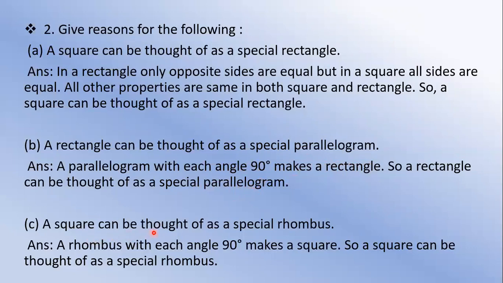Next question, a square can be thought of as a special rhombus. Comparing the properties of a square and a rhombus, there is only one point of difference. In a square, all angles are 90 degrees and they are equal. In a rhombus, only opposite angles are equal and they need not be 90 degrees. A rhombus with each angle 90 degrees can make a square. If in a rhombus all angles are 90 degrees, then it can make a square.